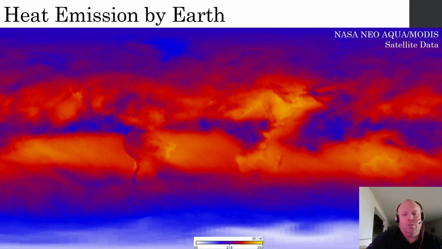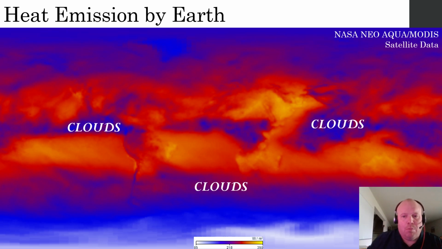So we have longitude on the x-axis and latitude up and down here. And you can sort of see the outline of South America here, outline of Africa here, here's Australia. And something to note is that the clouds here are blue. Now, blue is a colder emission, and the value, this is watts per meter squared.